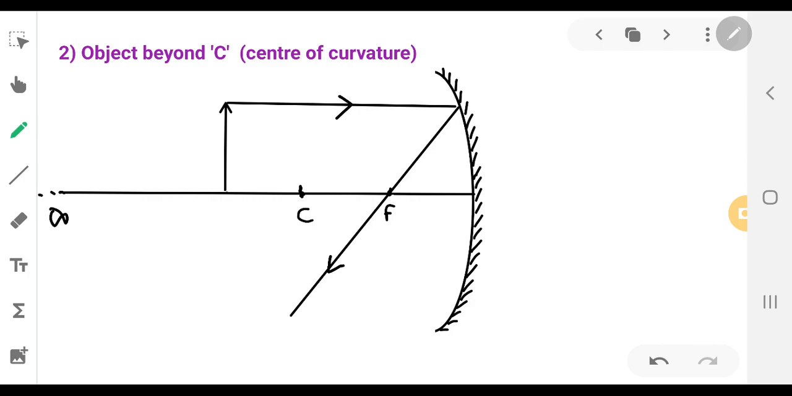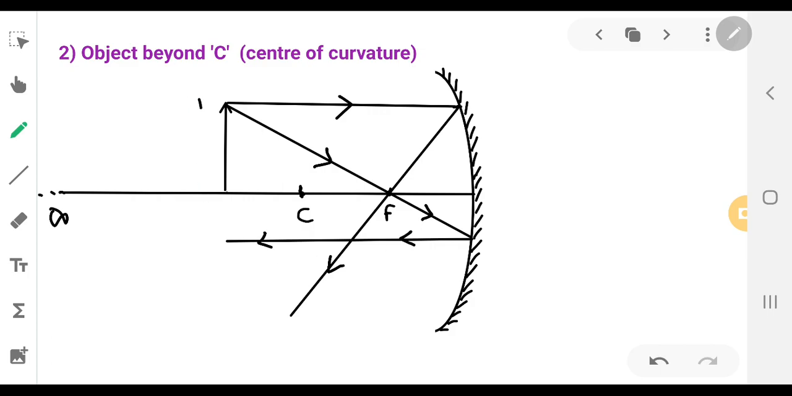The other ray that I am considering for the image formation is the third one, that is the ray which is passing through the principal focus. This is the direction of the second incident ray, which is passing through the principal focus. After reflection, what happens? It becomes parallel to the principal axis.